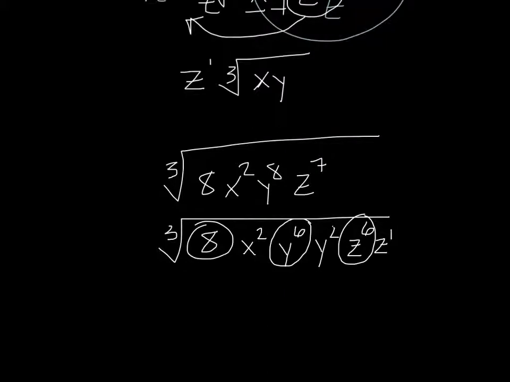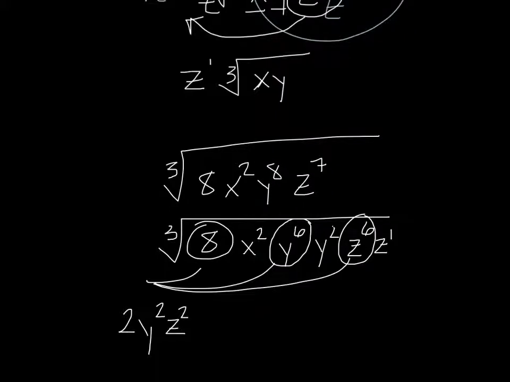Then I can simplify it, and all of these need to come out here. So the cube root of 8 is 2. If I want to cube root y to the 6th, I'm going to take the exponent divided by the root, so it's going to be y squared. And then the same thing with the z. I'm going to have a z squared, because 6 divided by 3 is 2. And then I'll be left with the cube root of x squared. So I'm just writing what's left inside the root: x squared, y squared, and z.